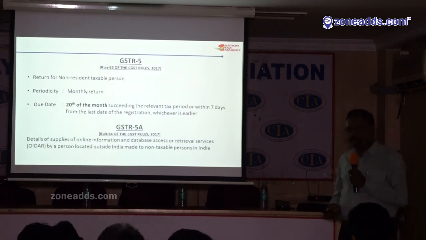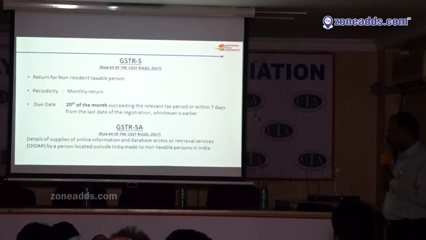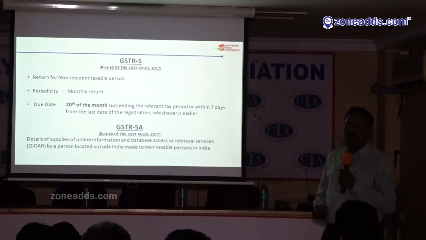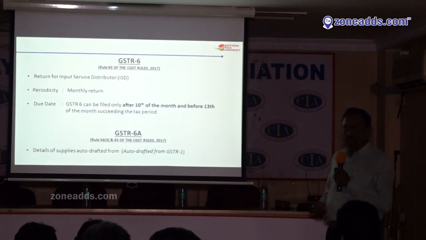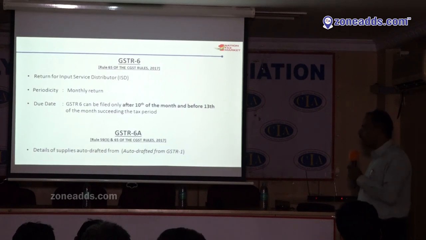GSTR 4 is for non-taxable person. The due date is the 20th. This is a monthly return. This is not quarterly. This is a monthly return. And GSTR 5 is again, it's not non-taxable person. OIDAR, Online Information and Database Access or Retrieval Service. For those people, table 5A. And table 6 is for the ISD, Input Service Distributor. This is also a monthly return and it has to be filed by 10th of the subsequent month.